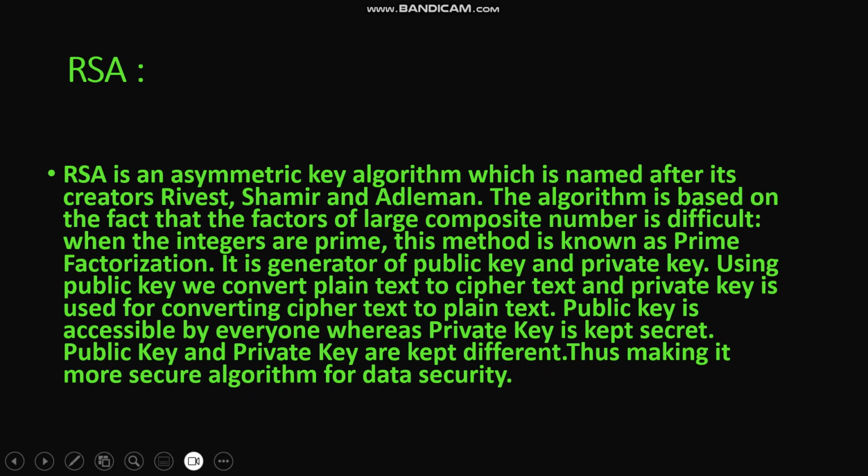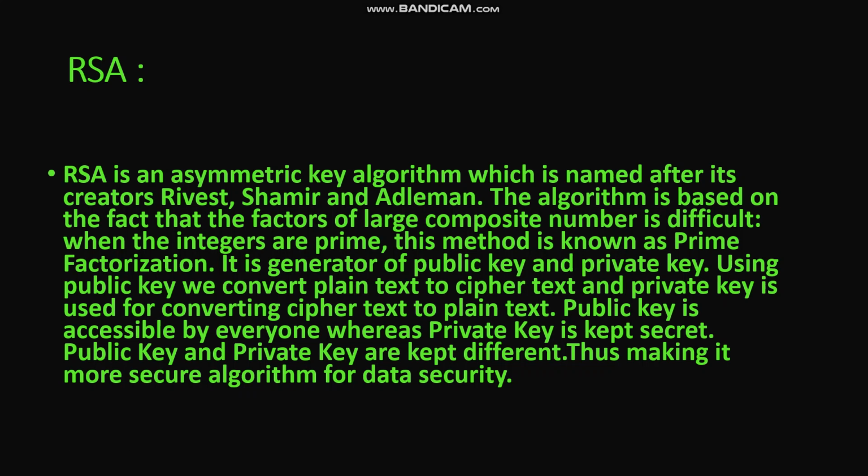Also, RSA is the Rivest-Shamir-Adleman algorithm. As you know, RSA is an asymmetric key algorithm which is named after its creators, Rivest, Shamir, and Adleman. The algorithm is based on the fact that the factors of a large composite number are difficult to find when the integers are prime. This method is known as prime factorization.